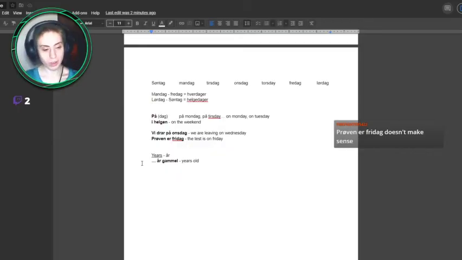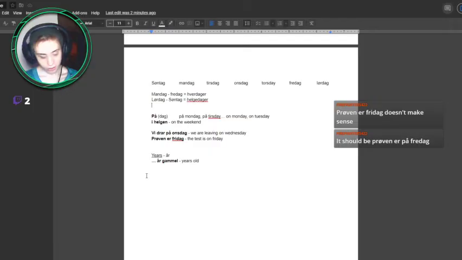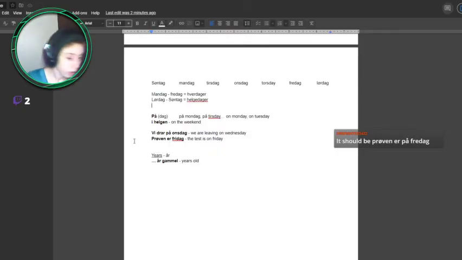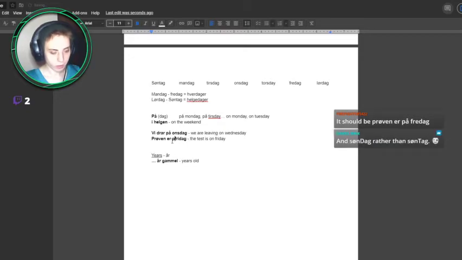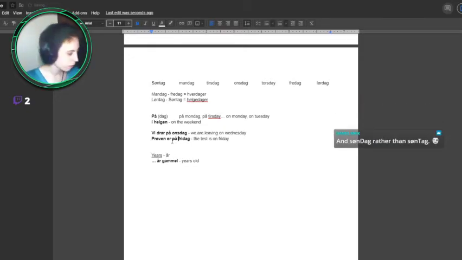One useful phrase, år gammel, years old. Jeg er, and then the number, år gammel. It should be prøven article 3. Okay. Huh. Interesting. Maybe I forgot to put that word, or maybe the blog post I read it from had a typo. Huh. There we go. No, wrong letter. And søndag rather than sen. Søndag. Oh, right.